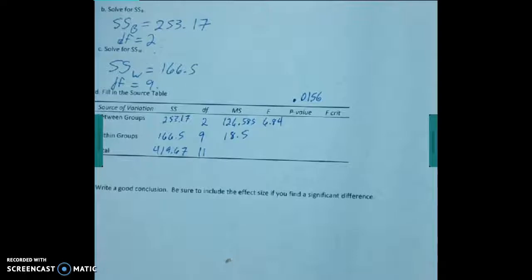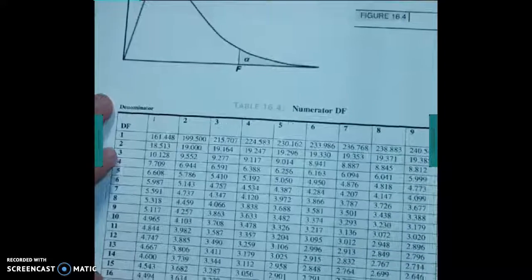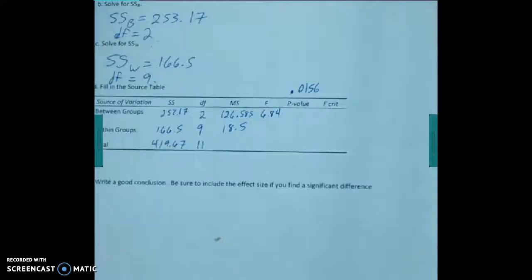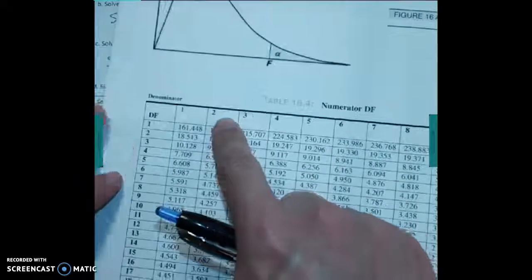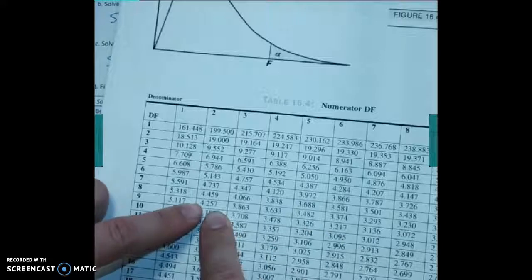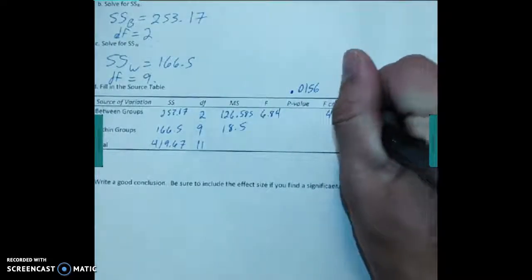The F critical, the calculator's not going to give you that, but you can get the F critical from the table here. Here's the F table, the very last one. You've got your degrees of freedom in the numerator, which we said was 2. And you've got your degrees of freedom in the denominator, which we said is 9. Our F critical is 4.257.